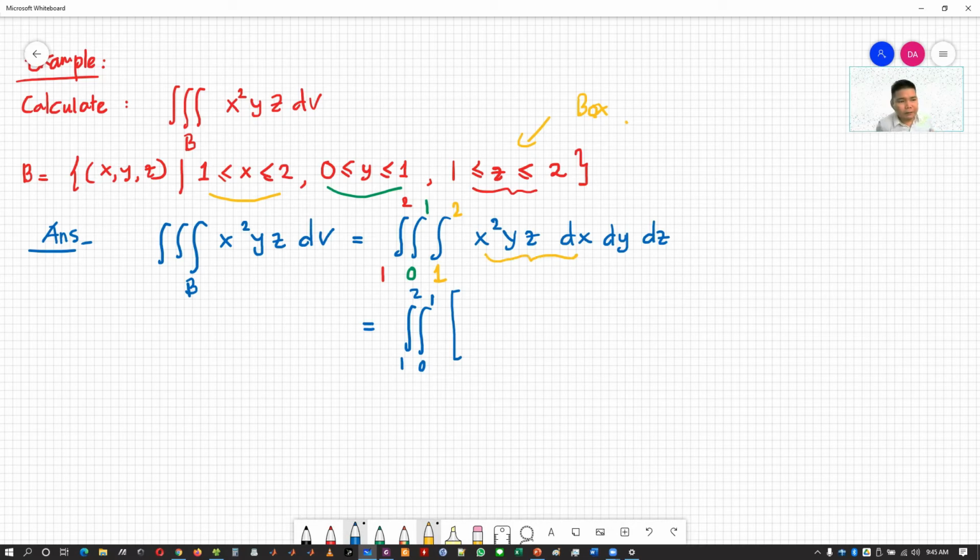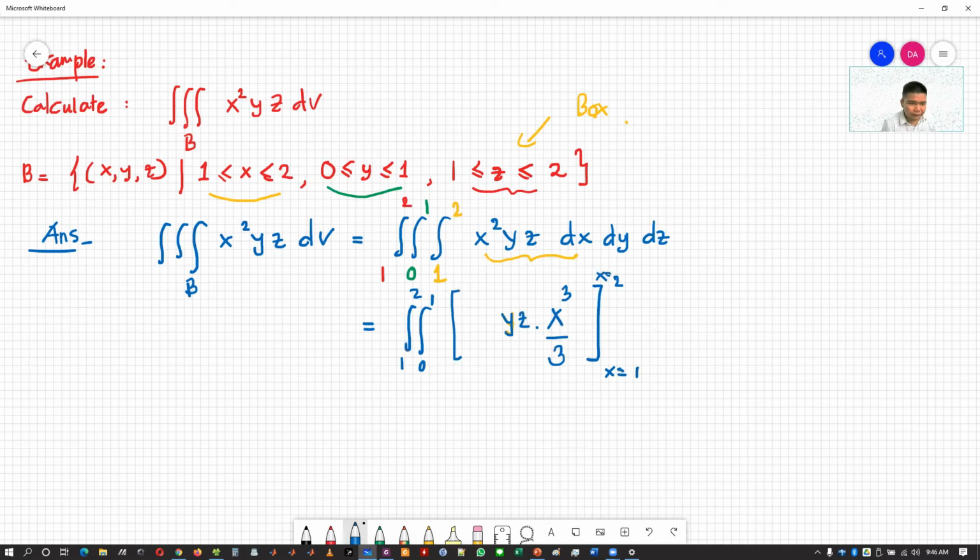Remember, if we integrate with respect to x, other variables than x, we consider them as constants. In this case, y and z are considered to be constants. I just simply write down y and z, and then times, now I integrate the x squared. It becomes x to the power of 3 divided by 3. And then we take the boundary, which is actually 1 until 2.